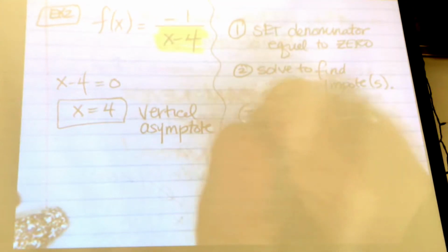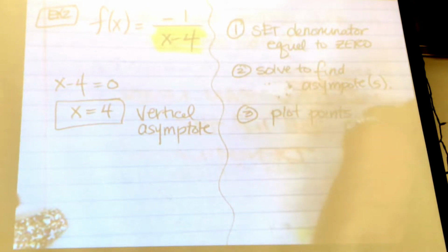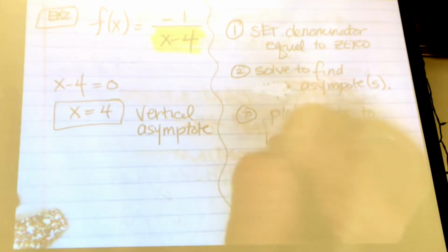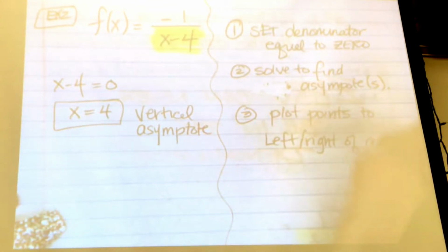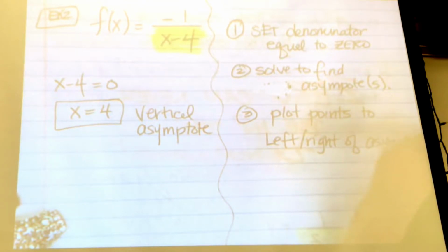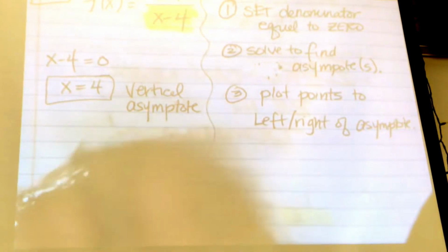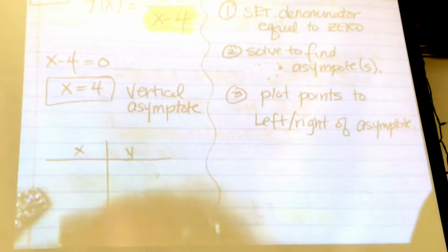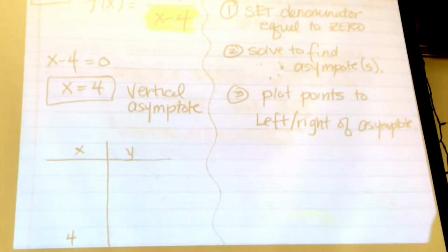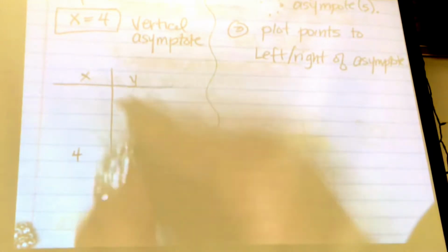Next thing I want to do is plot points to the left and to the right of the asymptote. So let's say I have my table here. Here's my x, here's my y. My asymptote is at 4. What's going to happen at 4 again? It's undefined. Very good. So I know that's where my asymptote is.